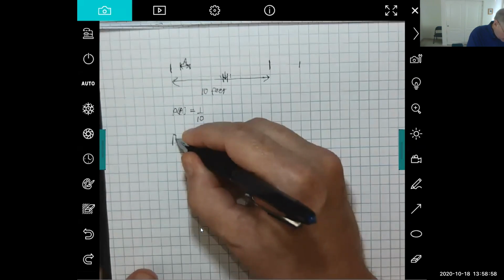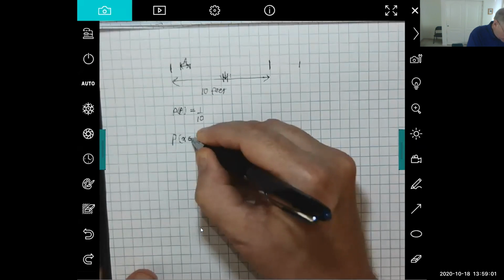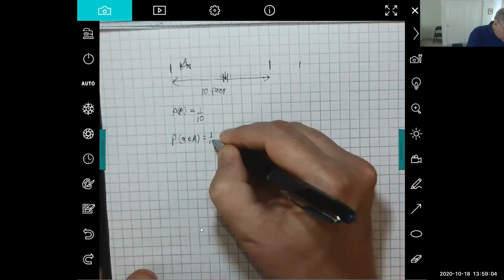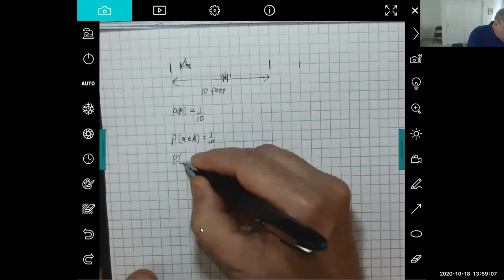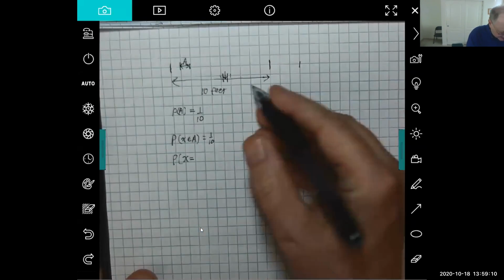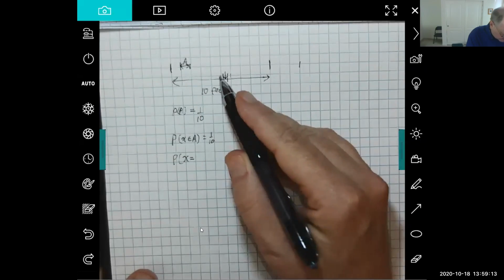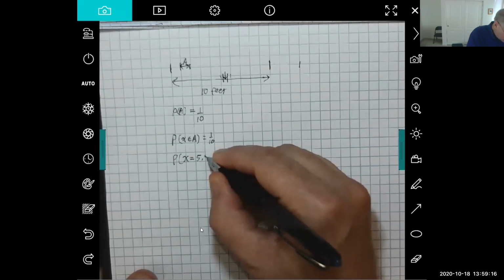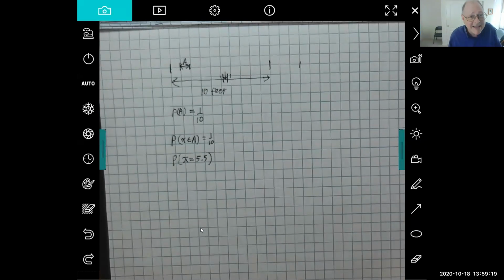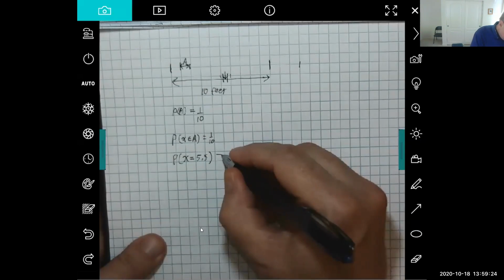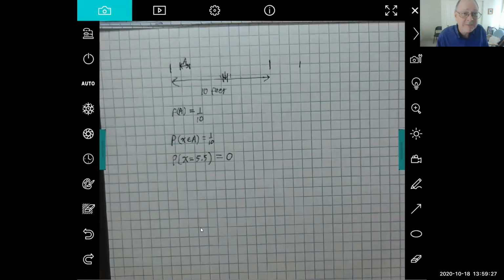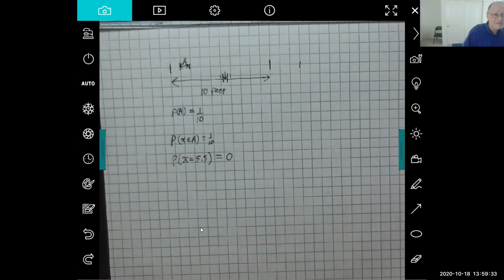See, the probability that where it comes down is in A is 1/10, but the probability that X equals, I don't know, let's do 5.5, the probability of hitting that exact spot, it's less than 1/10, and it's less than 1/20th, and it's less than 1/40th. It's less than any fraction. There's only one number that's less than any fraction, and it's 0. So there you go.